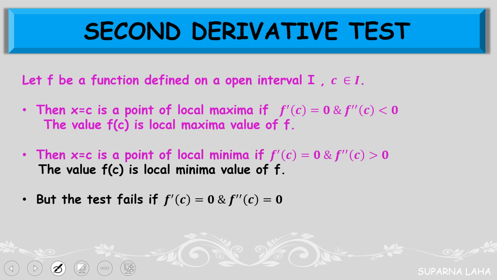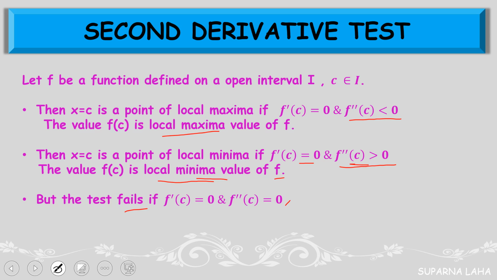And x equals c is a point of local minima if f dash c is equal to 0, that is, the first derivative at x equals c is 0 and the second derivative at x equals c is greater than 0. And this value f of c is called the minimum value for f in this interval. And if f double dash c is 0, then the test fails. Then we can't say that at x equals c the maximum value or the minimum value exists. So for maximum, the second derivative is less than 0. For minimum value, the second derivative is greater than 0.